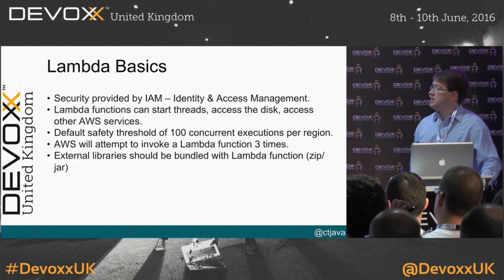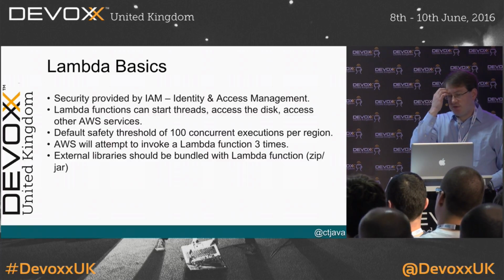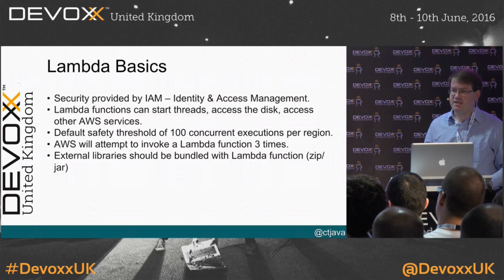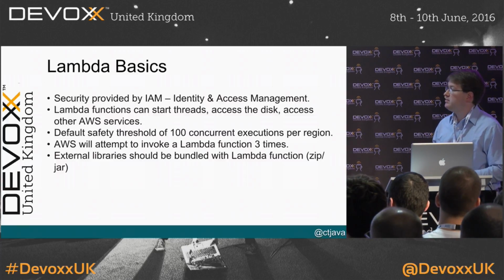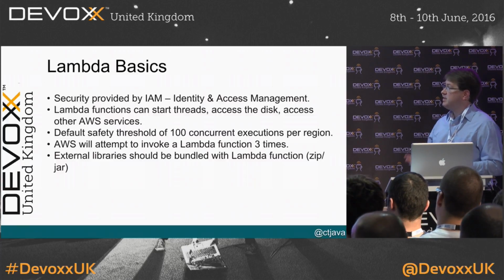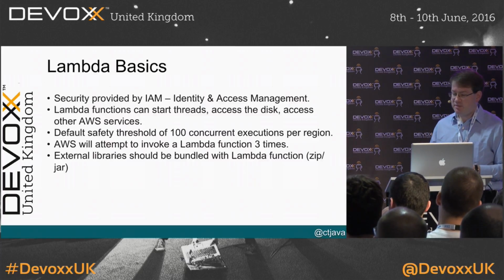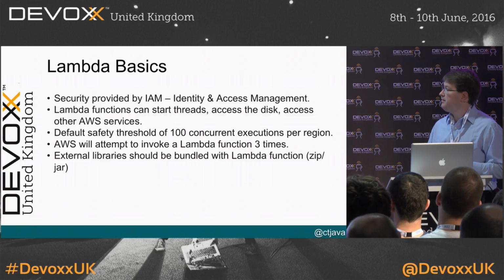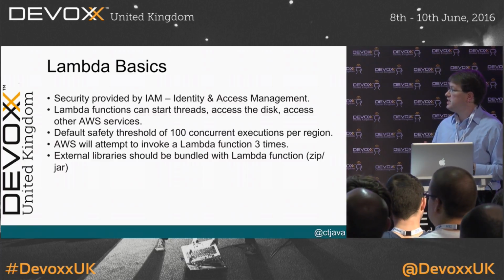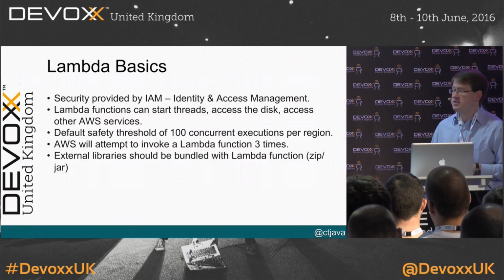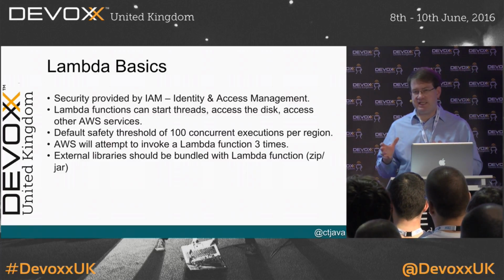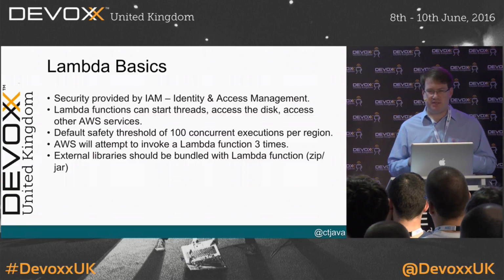So the security, as I mentioned, is provided by identity and access control. So you can set up fine-grained policies for who can invoke your Lambda function, that they have to be authenticated, and that ties into the Amazon Cognito feature. Lambda functions can start threads, access the disk, as well as other AWS services. So your Lambda function can spin off 20 other threads to do concurrent processing. There's a default safety threshold of 100 concurrent executions per region. This is basically to make sure that your code doesn't go out of control.